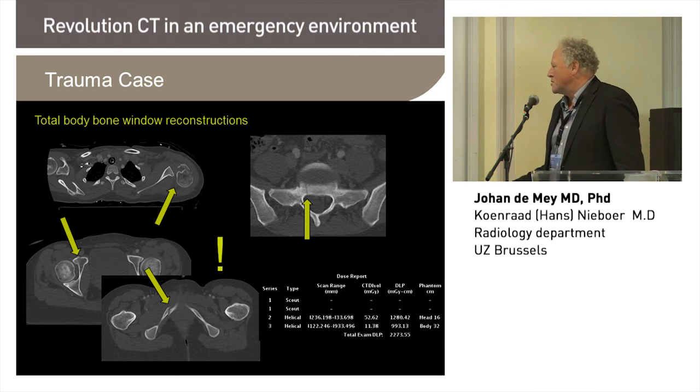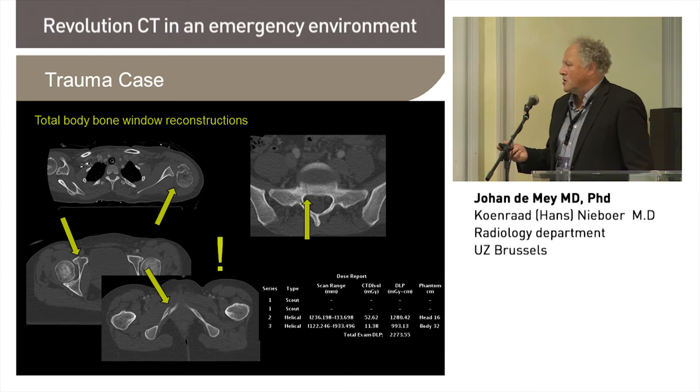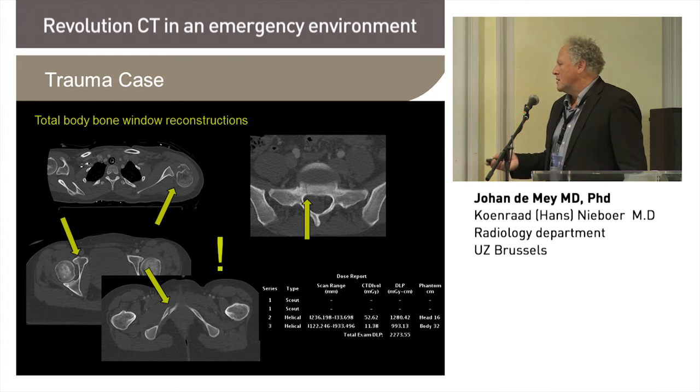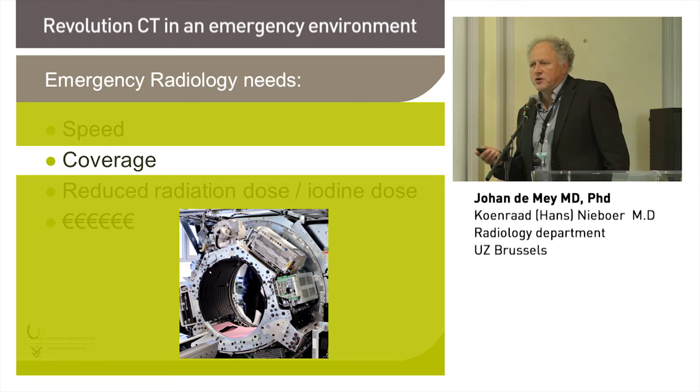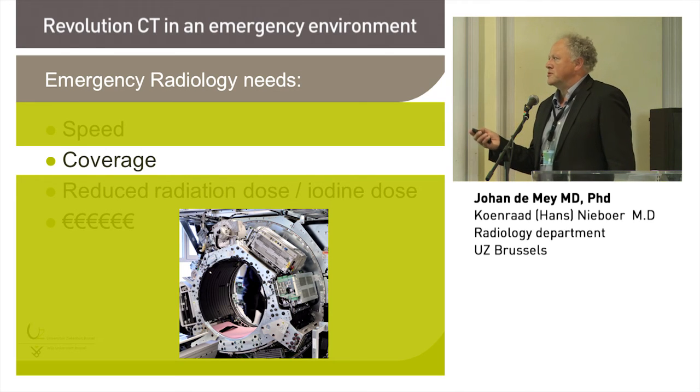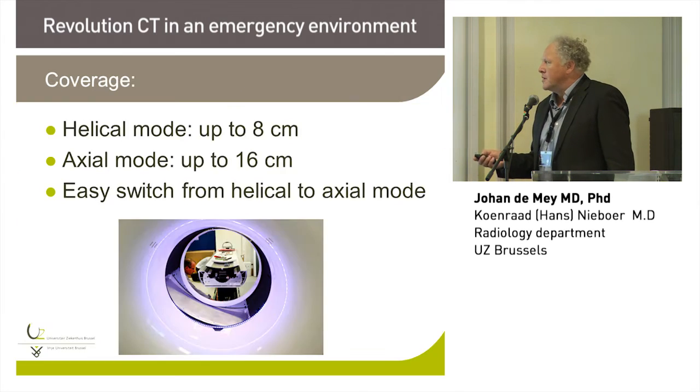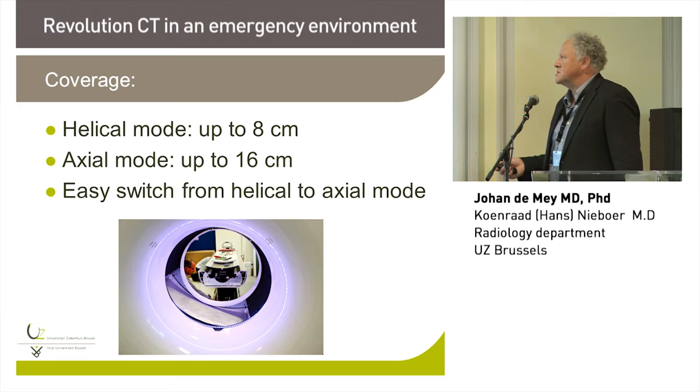The dose we give to those patients is acceptable. I think it's still quite high, but in those patients, I think we don't need to make compromises. We need to see everything, and dose is acceptable on this Revolution system. So speed is okay. Coverage, I think I showed also that coverage is okay already, but if you look at the system, helical mode 8 centimeters, axial mode 16 centimeters.